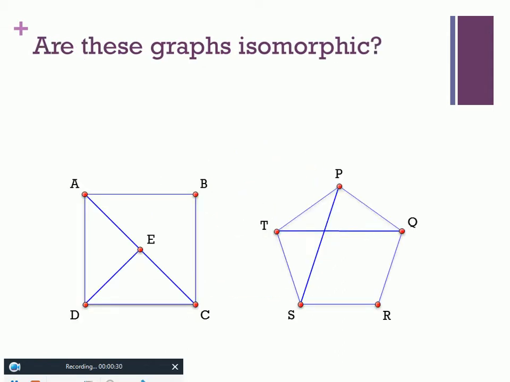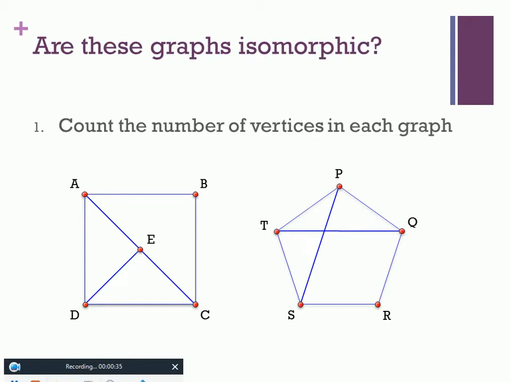What about these two graphs? Are they isomorphic? The first thing we need to do is to count the number of vertices in each graph. Do they have the same number of vertices?